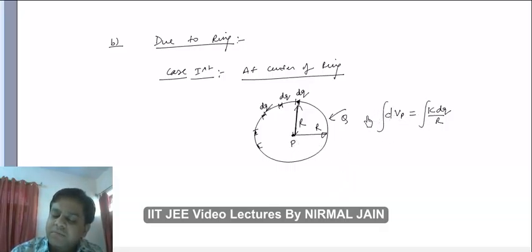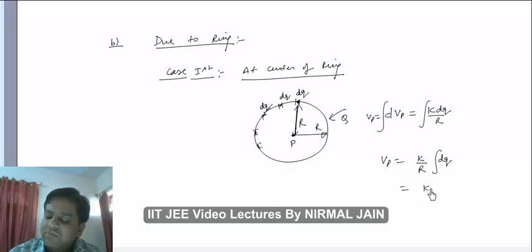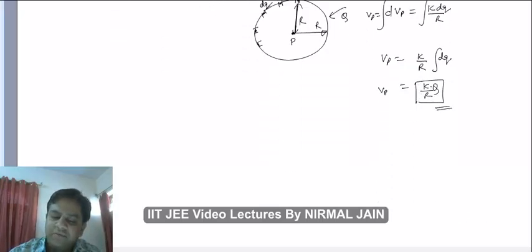So in order to get complete potential at point P, I'll simply integrate this. Here I can see that potential due to all these dq will be k dq by r. So k by r will become constant and it will come out of the integration, and I have to do the integration of dq. So all the dq will combine to give me kq by r. So this is the potential at the center of the ring.